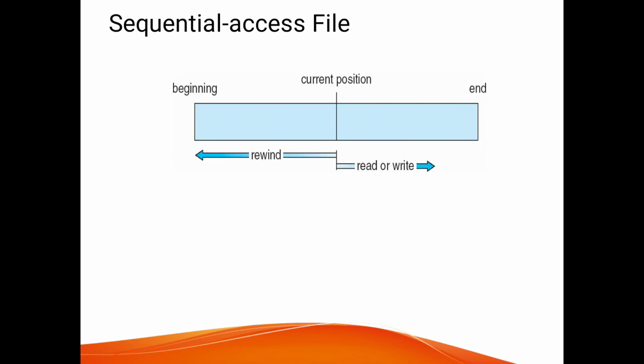So in the sequential access, the beginning of the file is indicated by one pointer and the current position is indicated by the second pointer, then the last one is end. So here, if the current position is captured by the processor, at that time the read process and write process are done from the current position to the end. So the backward process is rewind.